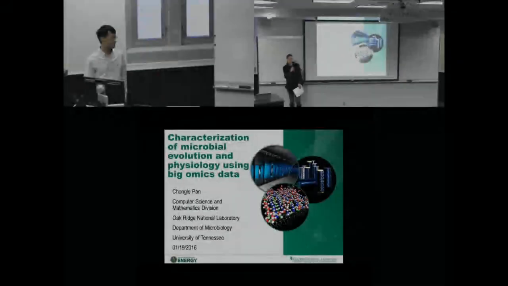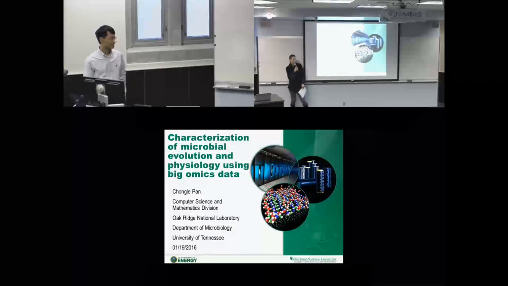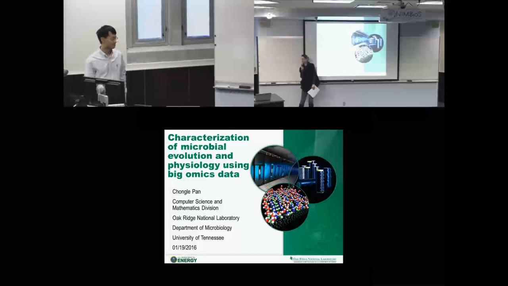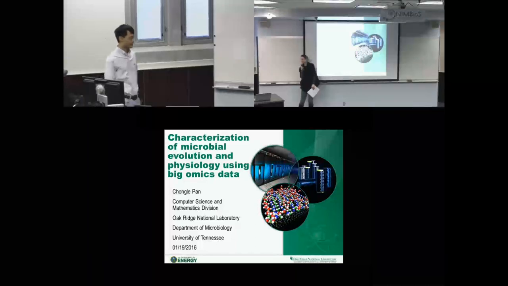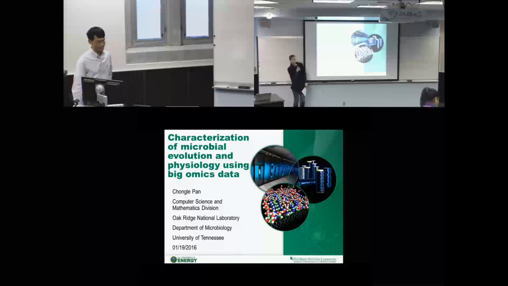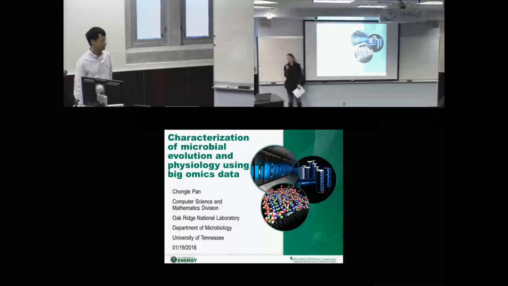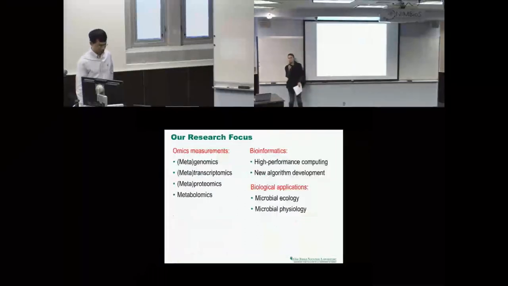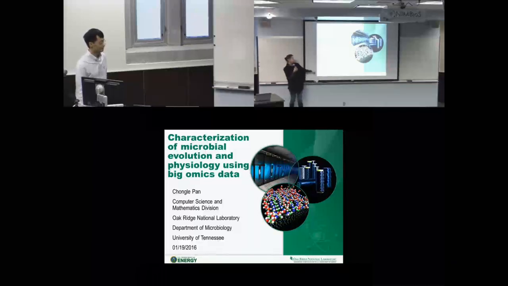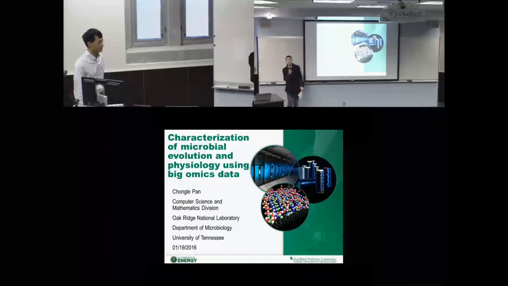So it's my great pleasure to introduce Chongo Pan, who is a staff scientist at Oak Ridge National Lab in the Computer Science and Mathematics Division. Are you also in the Biosciences Division as well? Okay, Matrix Internet. And in addition to his primary appointment at Oak Ridge, he's also got adjunct appointments with two affiliations here at UT. One is the Genome Science and Technology Graduate Program, and then the other is my home department of microbiology, where he's a joint faculty member.